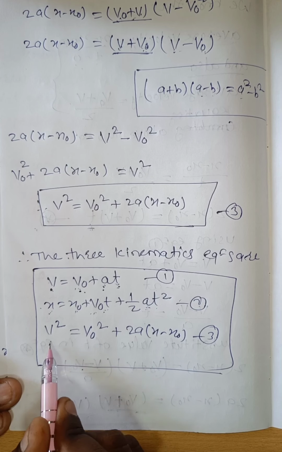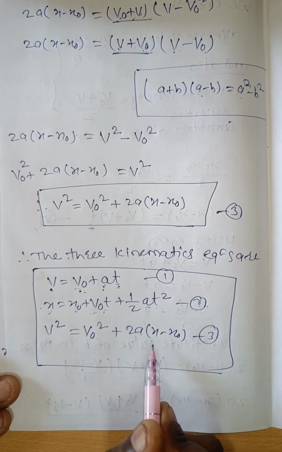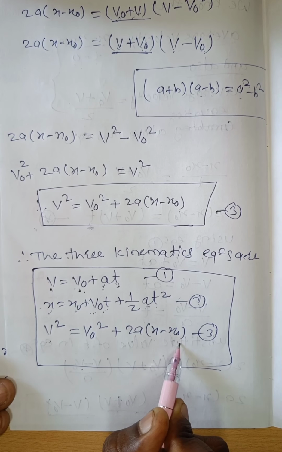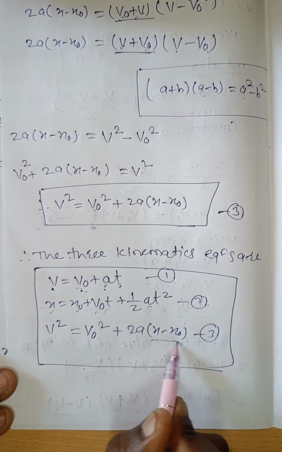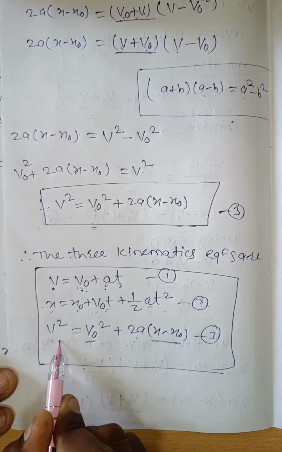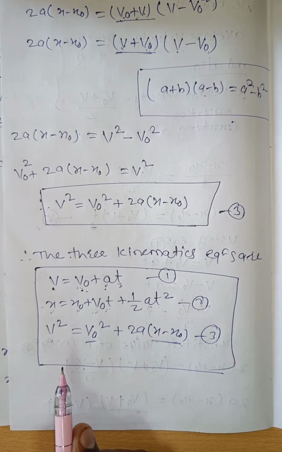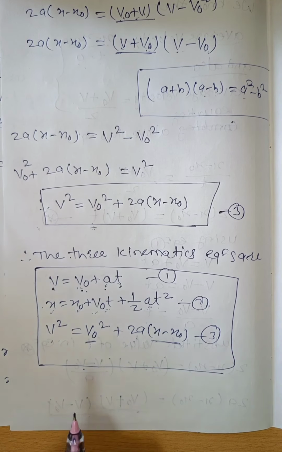In equation 3, if they give initial velocity, final velocity and acceleration and one displacement, then we can find the other displacement. If they give displacement, acceleration and initial velocity, then we can easily find the final velocity. So by using these three equations, if all things are given and one thing is unknown, we can easily find the unknown physical quantity.